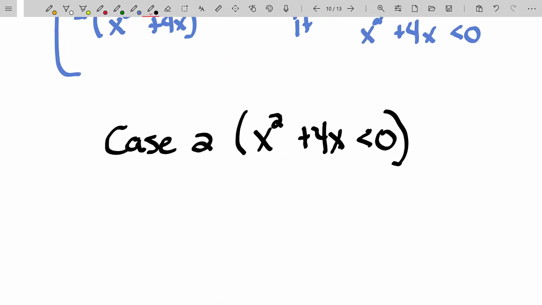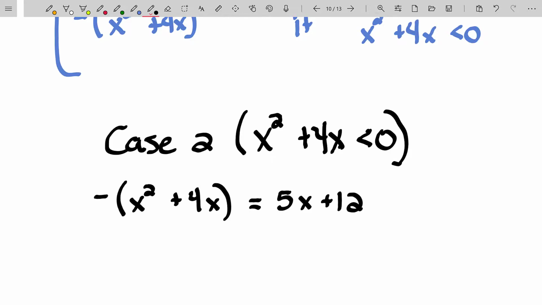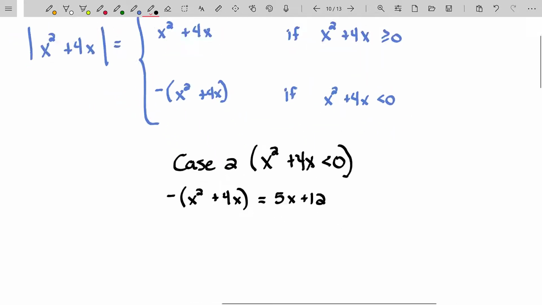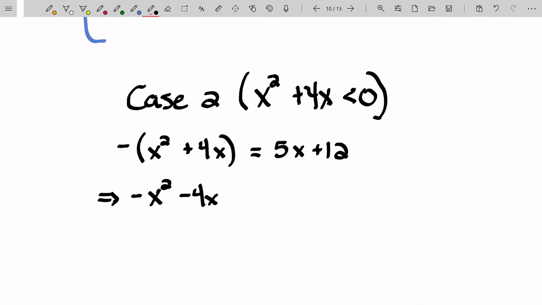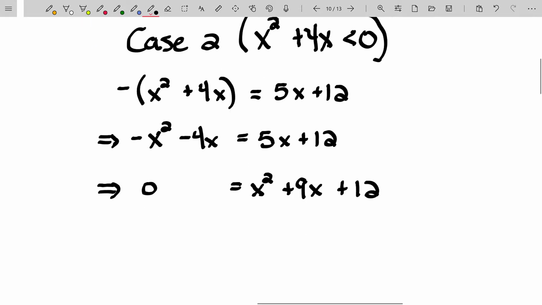Since x squared plus 4x in this case is going to be negative, then I know I can take the absolute values and rip them off, but I'll trade out those absolute values for the opposite of x squared plus 4x. And then I just fill in the right-hand side, which is 5x plus 12. Distributing, and now I'll collect everything over to the right-hand side, and I get to this answer right here.